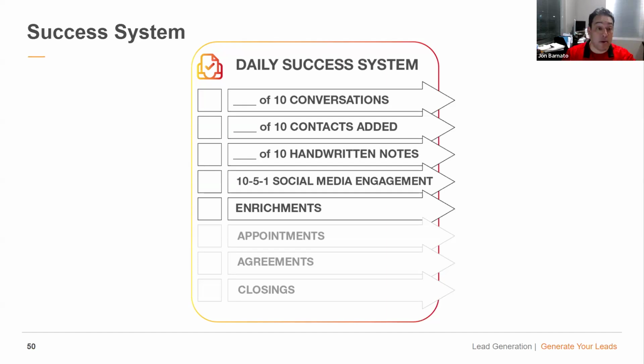If you're naturally doing it, great. If you naturally do it, then you're going to suck at the conversations and contact added. You need to work on that. If you're naturally bad at social media, you're going to be great on contacts. You're going to suck on the social media side. So just figure out what you're going.